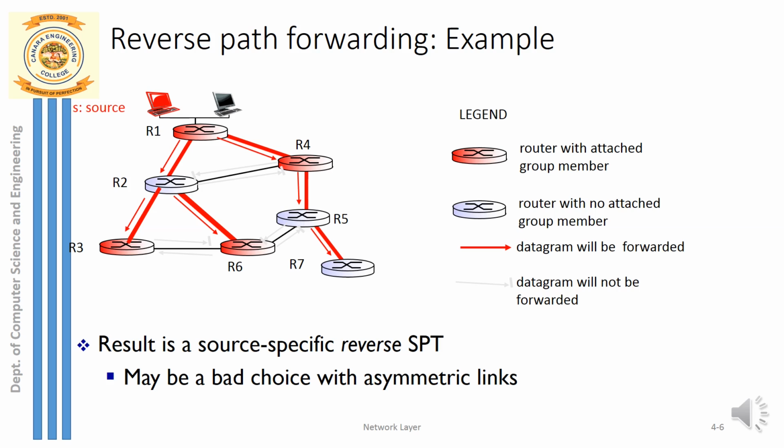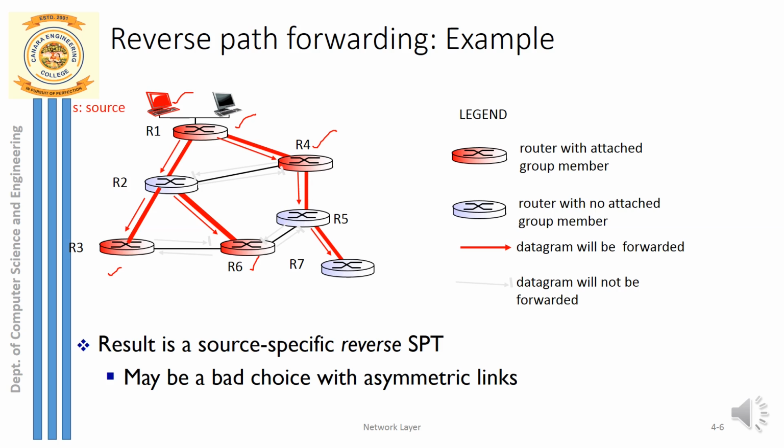You can see an example for reverse path forwarding. Here S is acting as the source, and R1 is the center router. All the other routers, like R4, R6, and R3, shown in red, are routers that are part of the multicast group. There are 6 red links which are part of multicasting.